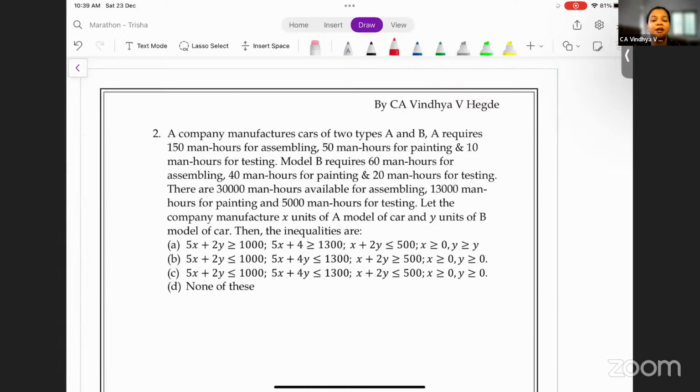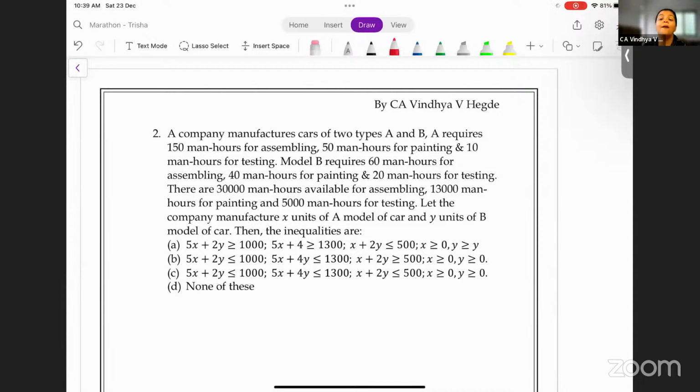A company manufactures cars of two types, A and B. A requires 150 man-hours for assembling, 50 man-hours for painting, and 10 man-hours for testing. B requires 60 man-hours for assembling, 40 man-hours for painting, and 20 man-hours for testing. There are 30,000 man-hours available for assembling, 13,000 for painting, and 5,000 for testing.